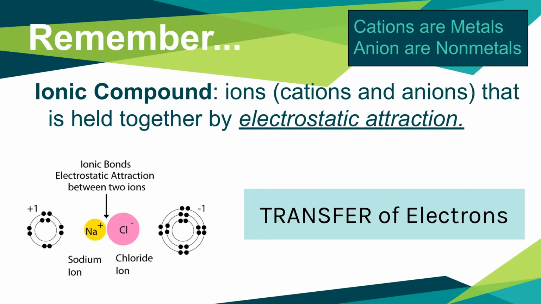If you recall from the last lesson, ionic compounds are ions, cations and anions, that are held together by electrostatic attraction. And remember, cations are metals, anions are nonmetals, and it involves the transfer of electrons. So ionic bonds are electrostatic attraction between two ions. So here's sodium ion and chlorine ion.